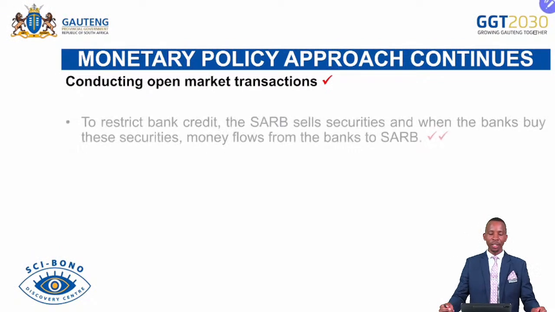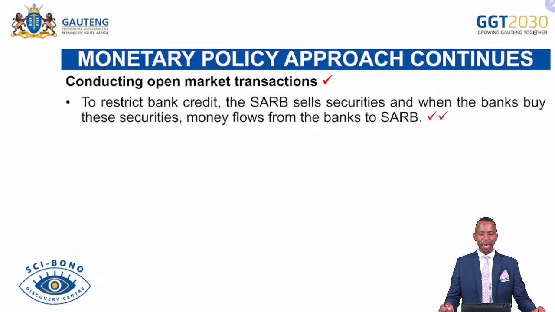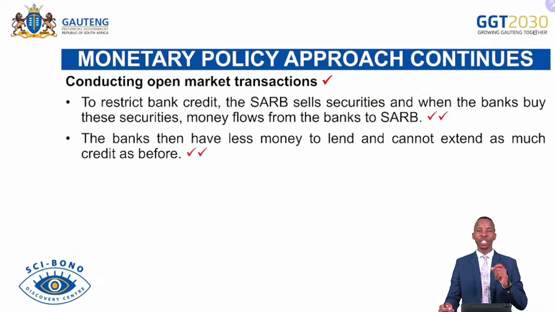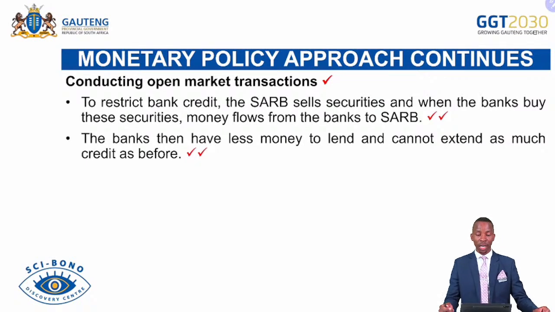Conducting open market transactions. So remember, your subheadings are 1 mark, and then the content itself is 2 marks if it's a full explanation. To restrict bank credit, the South African Reserve Bank sells securities, and when the banks buy these securities, money flows from banks to the South African Reserve Bank. That one is very much restrictive because money is taken back from the circulation to the central bank. The banks then have less money to lend and cannot extend as much credit as before, because now the money has been collected by the state or by the Reserve Bank into custody.